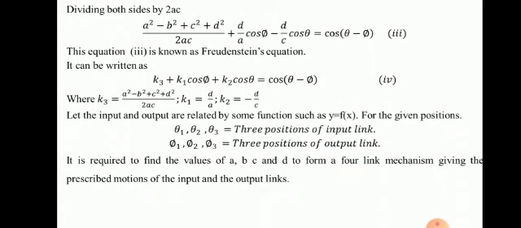Let the input and output be related by some function such as y is equal to f of x for the given positions. Theta 1, theta 2, theta 3 are the three positions of the input link. Phi 1, phi 2, phi 3 are the three positions of the output link. It is required to find the values of A, B, C, D to form a four-link mechanism giving the prescribed motions of the input and the output links.